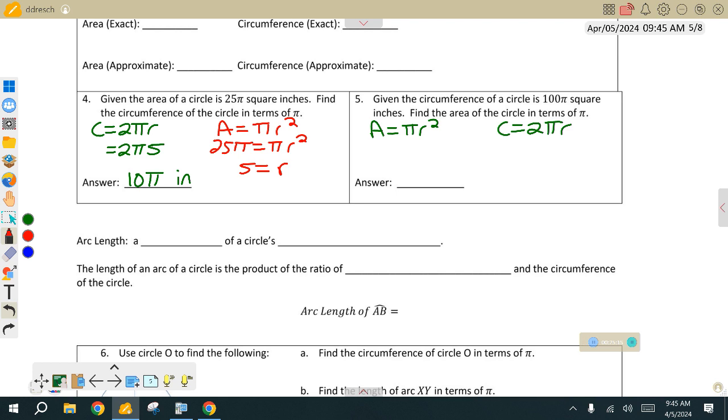Circumference is 100 pi. Back to your algebra skills. This isn't quadratic, is it? It's a plain old linear equation. There's no r squared up there, it's just plain old linear. What's the radius then? Divide by 2 pi, radius is 50.